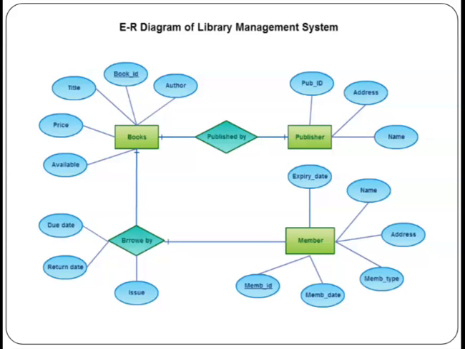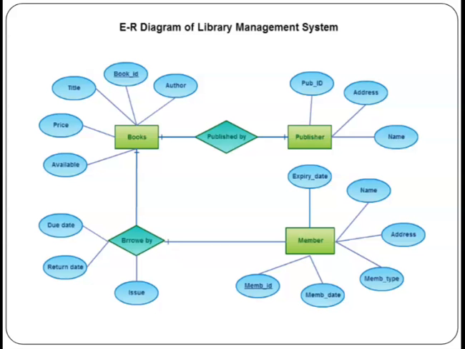It is a simple example of an ER diagram of a library management system. It has three entities: one is books, another one is publisher, and another one is member. They are related by two relationships, published by and borrowed by. Books and publisher are associated with the published by relationship, because books are published by some of the publishers.